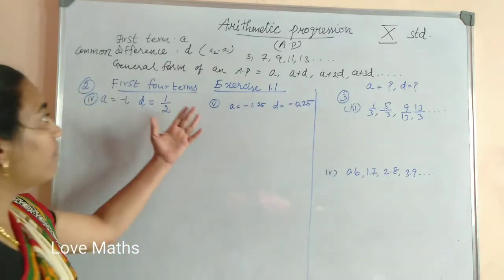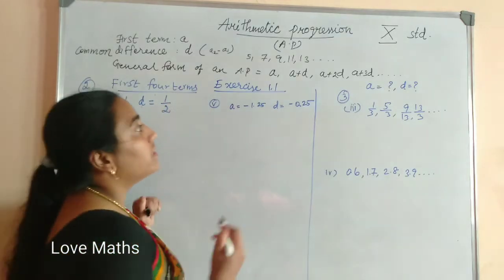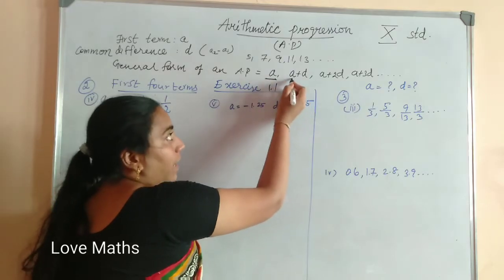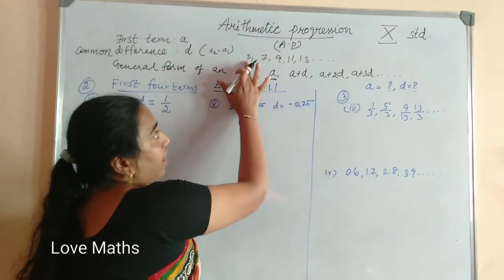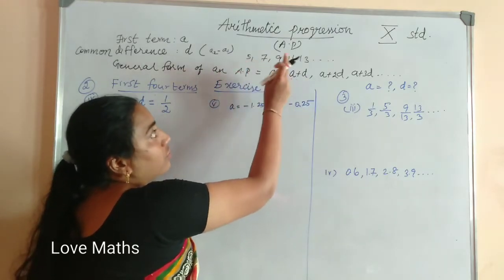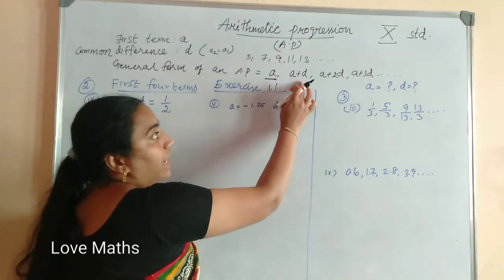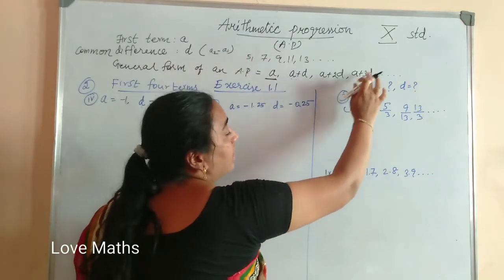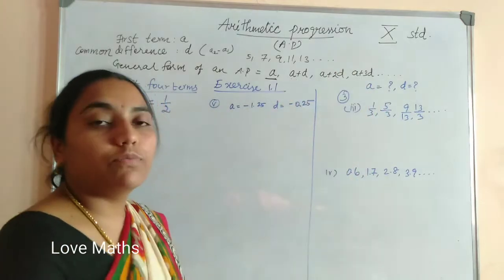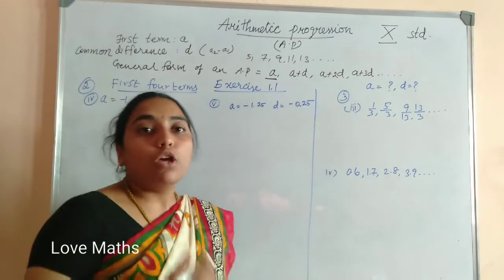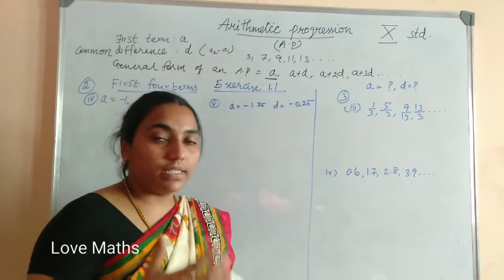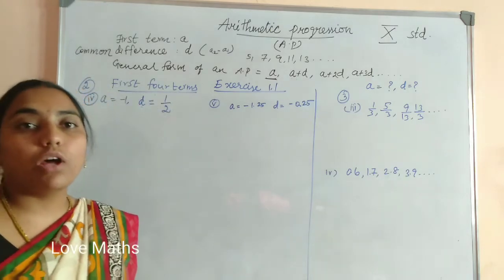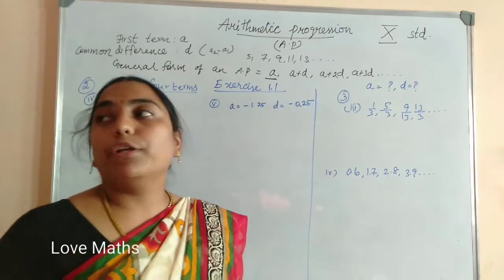Then the general form of arithmetic progression: the first number is denoted as A. The next number is A plus the common difference. Here the next number is 5, the common difference is 2, so 5 plus 2, that is A plus D. Next, A plus 2 times D, A plus 3 times D. It will continue: A plus 4 times D, A plus 5 times D. So it is the general format. This is the very important basic. Based on this only you have to solve the exercise 1.1 sums.